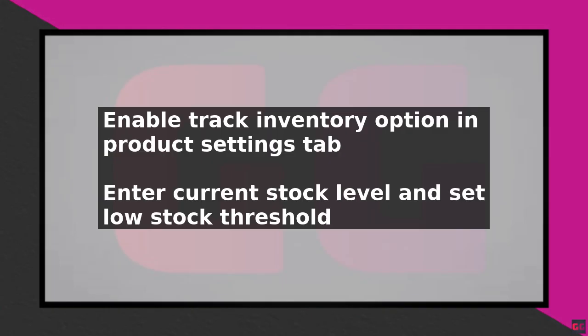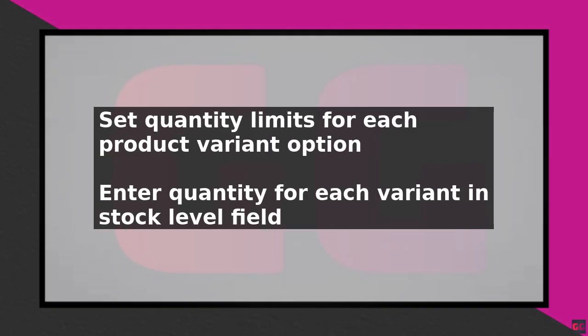It is also important to set up quantity pricing rules if you offer discounts for bulk purchases. To do this, click on the Pricing tab and select the Quantity Pricing option. Enter the quantity ranges and corresponding prices to apply the discounts.